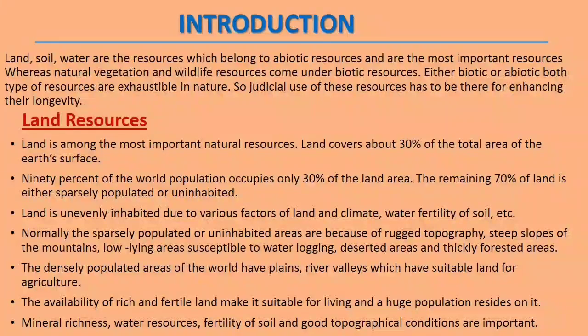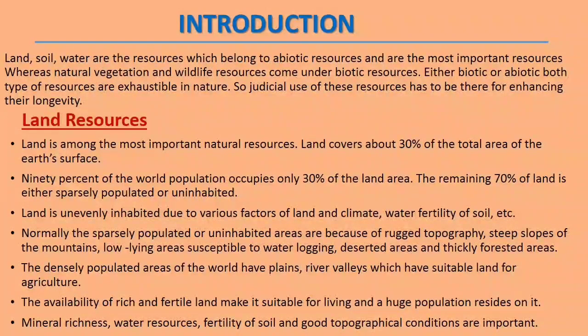Now, land is unevenly inhabited due to various factors of land and climate, water, fertility of soil, etc. Normally, the sparsely populated or uninhabited areas are because of rugged topography, steep slopes of the mountains, low-lying areas susceptible to waterlogging, desert areas, and thickly forested areas. These are the area conditions where living is not possible. The densely populated areas of the world have plains and river valleys which have suitable land for agriculture, because land is fertile in these areas, so people live densely in these plain areas.